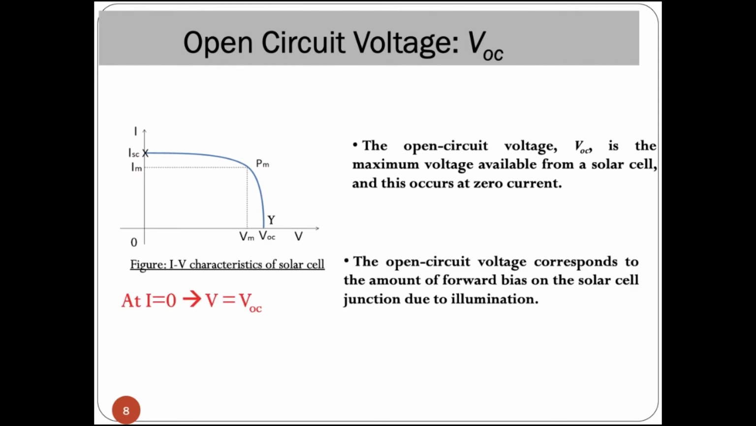The open circuit voltage, termed as VOC, is the maximum voltage available from a solar cell, and definitely this occurs at zero current. In the IV curve, the open circuit voltage is pointed at Y, which is shown in figure here. This open circuit voltage corresponds to the amount of forward bias on the solar cell junction due to illumination.